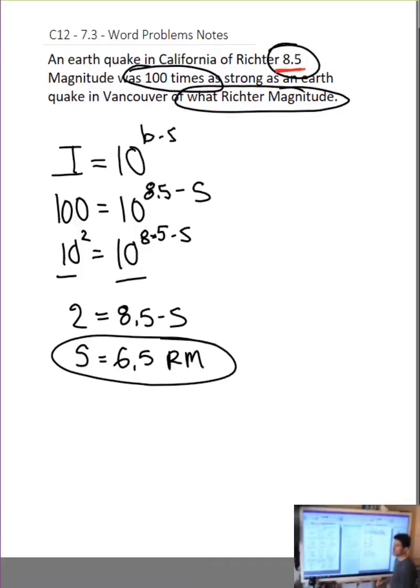And if we remember, a 7.5 is 10 times as strong. Therefore, an 8.5 must be 10 times 10, 100 times as strong. Logic check always.